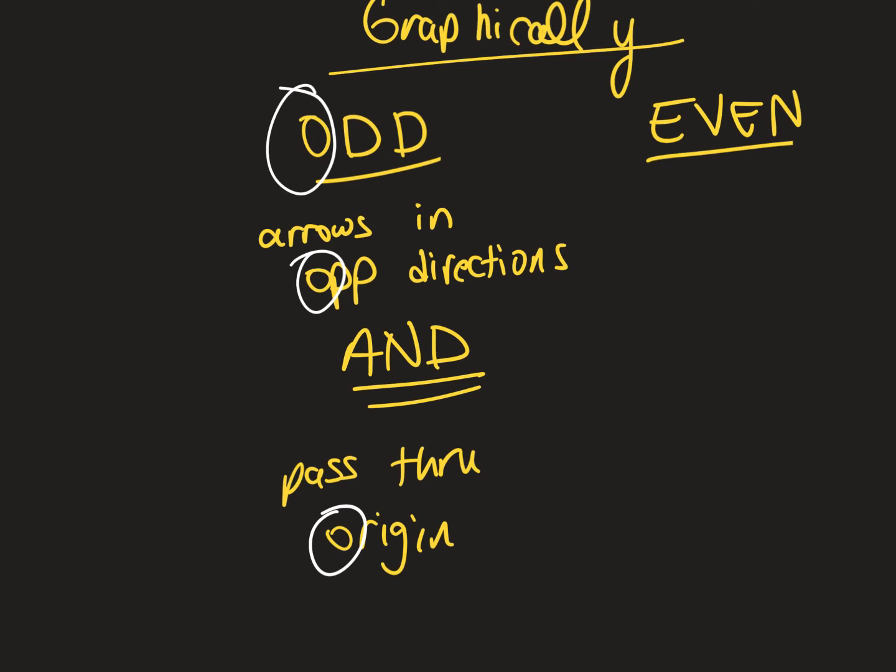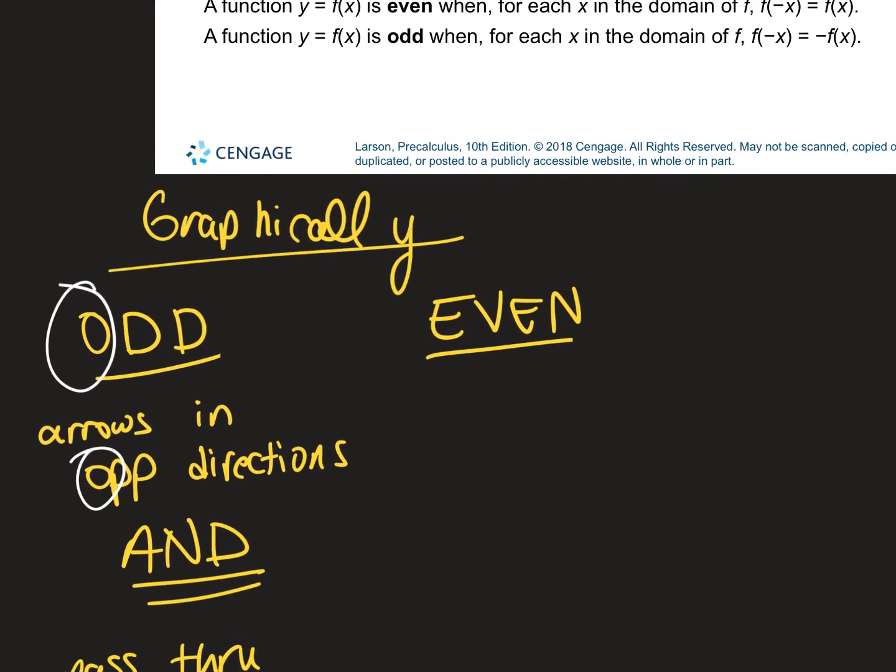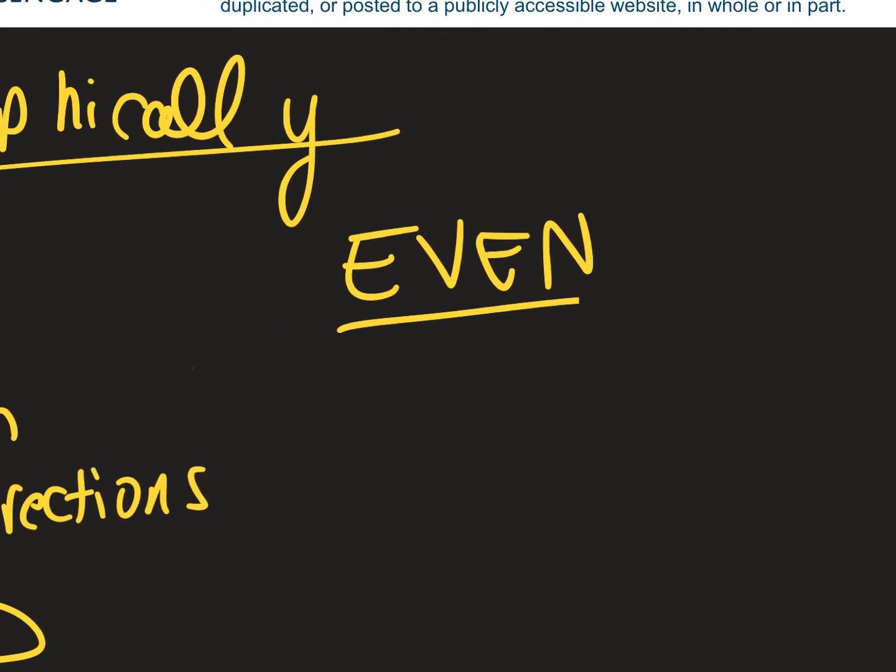So a function is odd. Graphically looking at a function, it's odd if the direction of the arrows are opposite, one up, one down, and it passes through the origin. If it does not do both things, then it's neither. A function is even if the arrows go in what direction? The same direction. Good. Arrows in the same direction.